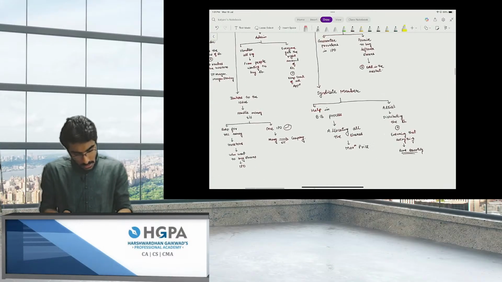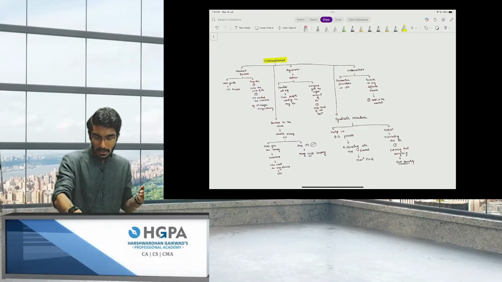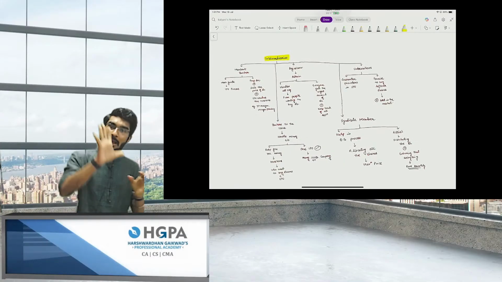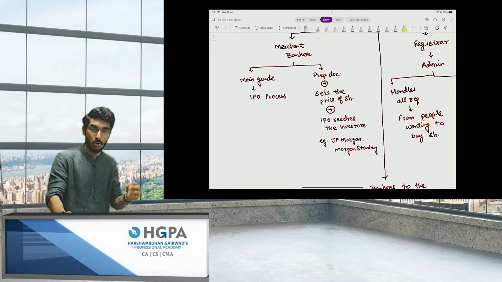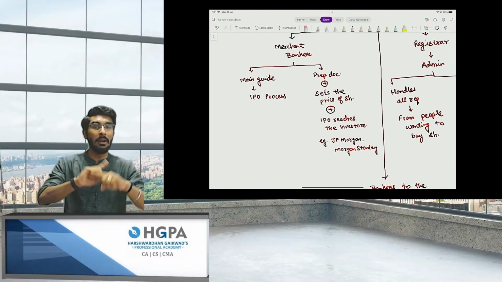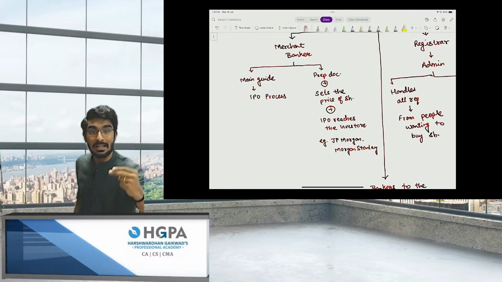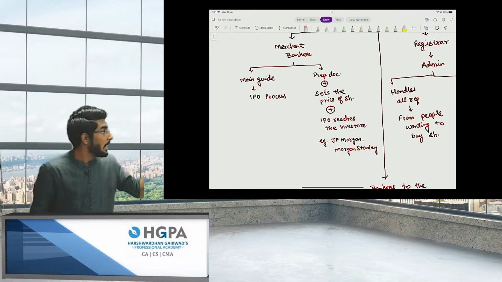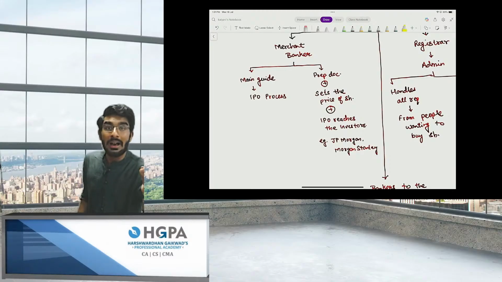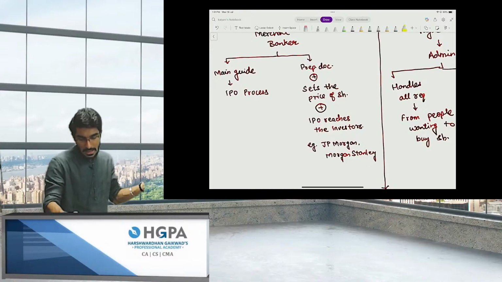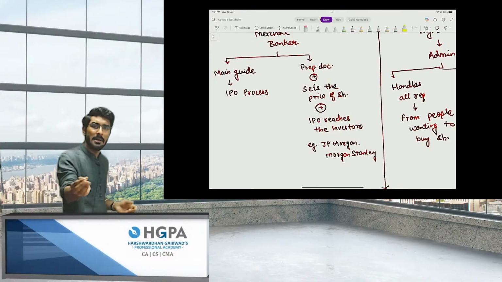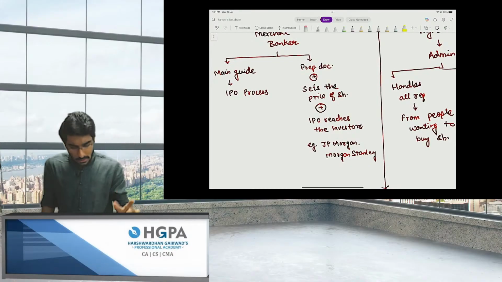Okay. So now people, let's quickly revise. How many intermediaries are there? There are 5 intermediaries. Number 1 is the merchant banker. The merchant banker's role is to take care of the entire documentation process. He acts as a guide in the IPO process. He ensures that the IPO reaches the investors. He also sets the price of shares. Examples are JP Morgan and Morgan Stanley.